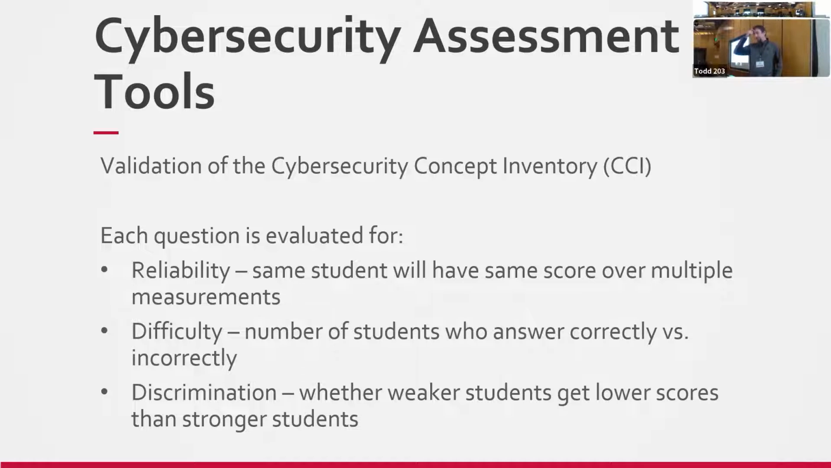Each of these questions on the CCI, or on any concept inventory, is going to be evaluated for its reliability. That is, that the same student will have the same score over multiple measurements. If the question is not reliable, you're not really getting any information from it. Then the difficulty, which is just the number of students who answer correctly versus incorrectly, as well as the discrimination, which is whether weaker students actually get lower scores than stronger students. Through evaluating these three, you can determine how much information you're actually gaining from each item in the concept inventory.